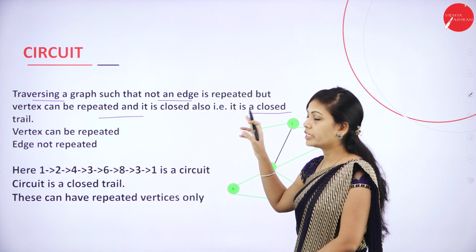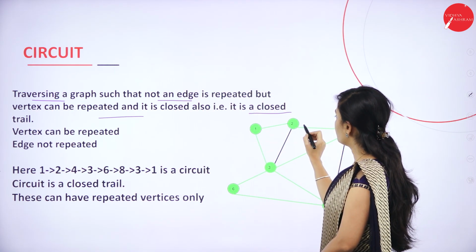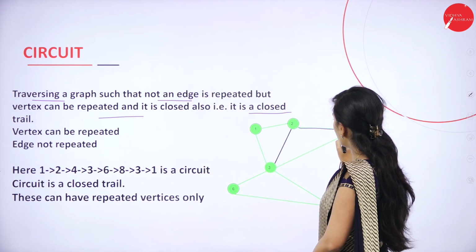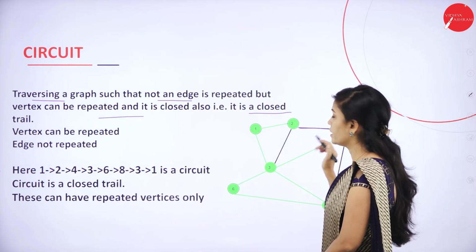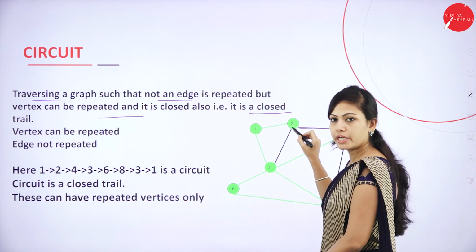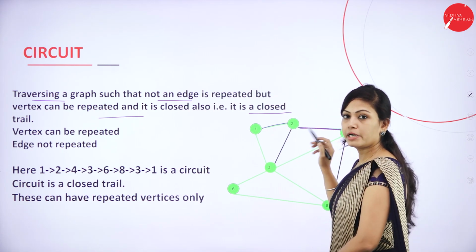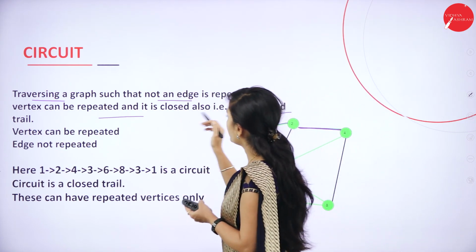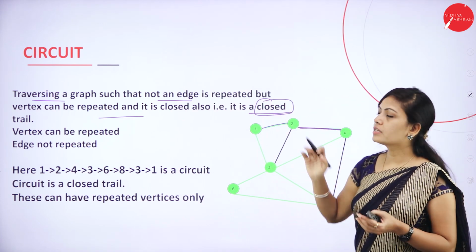Traversing a graph such that no edge is repeated. So edges cannot be repeated. If you are using this edge 2 to 4, again you should not use this 4 to 2. That is what is called edges cannot be repeated. But you can use this vertex 2 for 2 to 1 and 2 to 4. But vertex can be repeated, edges cannot be repeated. Then it should be a closed trail. Closed trail means it's a circuit.